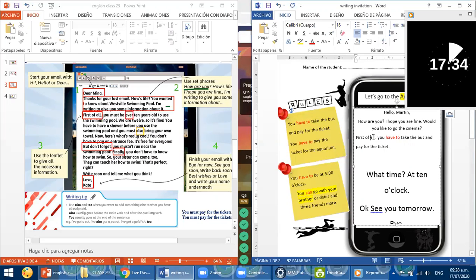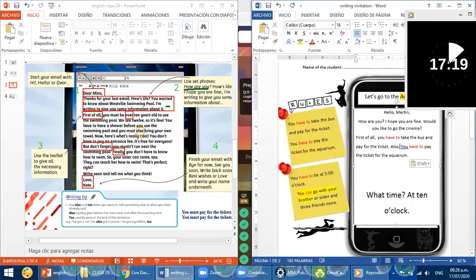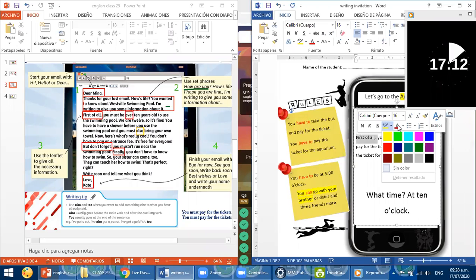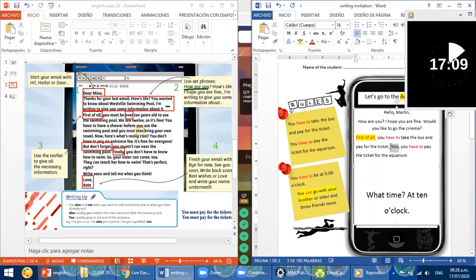Use connectors. First of all, also, for example, let's use also, period. Also, you have to pay the ticket for the aquarium. Because it's comma, small letter, no? You see, I am using the connector also. And you continue with your rules. Mention all your rules. Use finally, okay? Extra information, yes, no? At what time, for example?